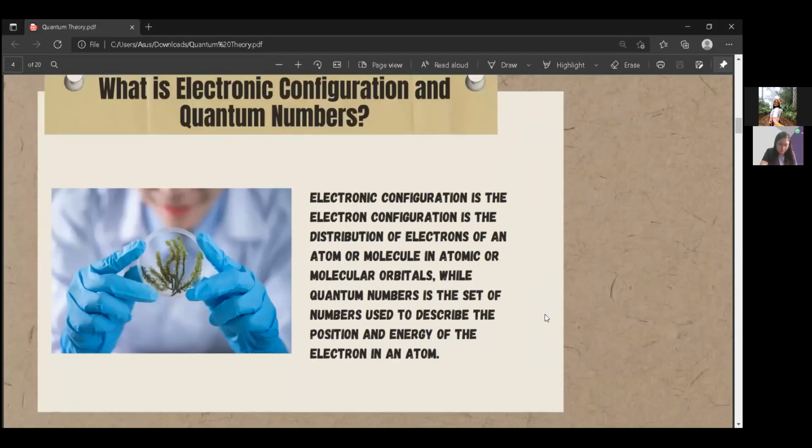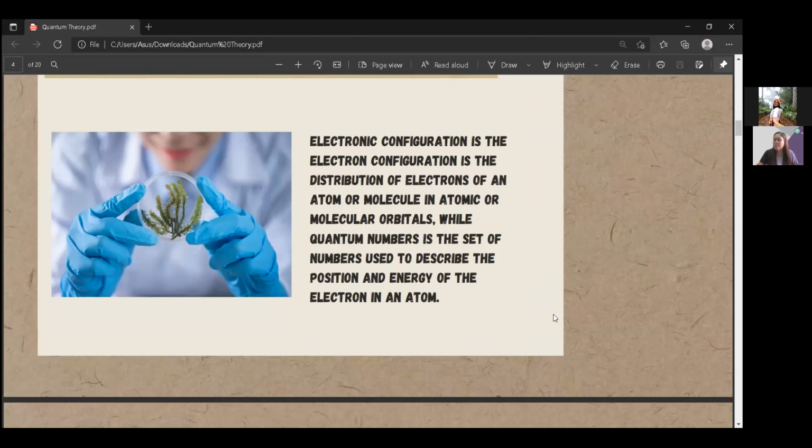So, what is electron configuration and quantum numbers? Electronic configuration is the distribution of electrons of an atom or molecule in atomic or molecular orbitals, while quantum numbers is the set of quantum numbers used to describe the position and energy of the electron in an atom.